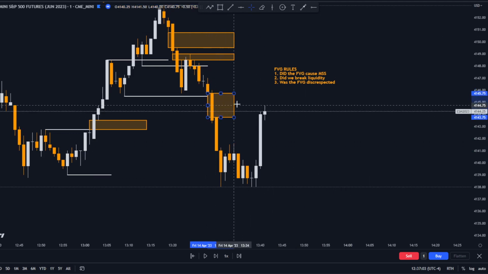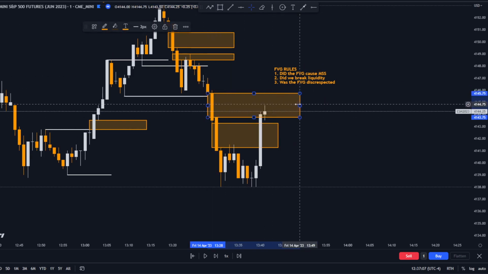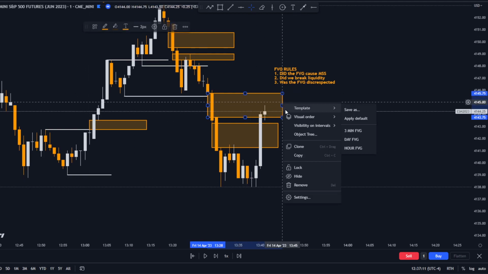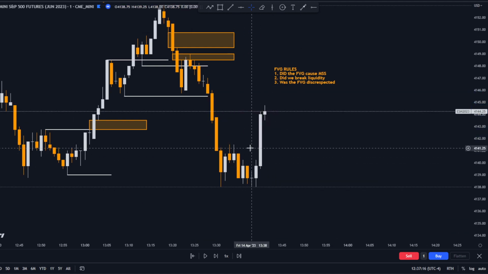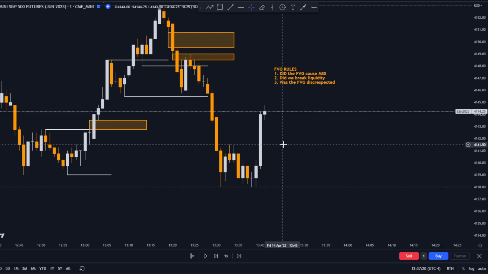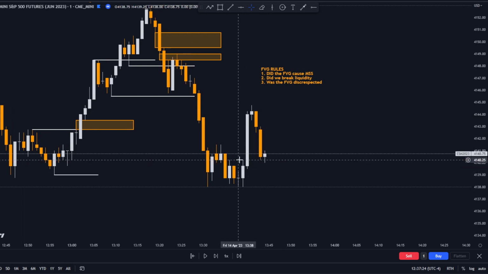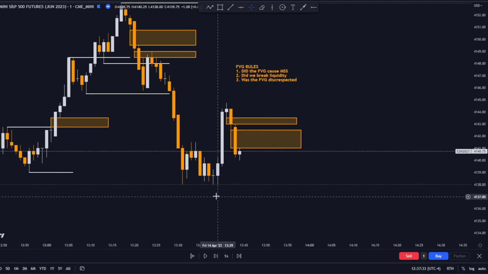Now again, we have these fair value gaps. Some of you might think that you should enter on these ones. Nope. We broke liquidity, so there should be a shift. And we also got a shift of the market structure. So it's highly likely that we are going up. So let's wait. You could have entered on the low. We also got these fair value gaps, but I would not be going short because liquidity was taken already.